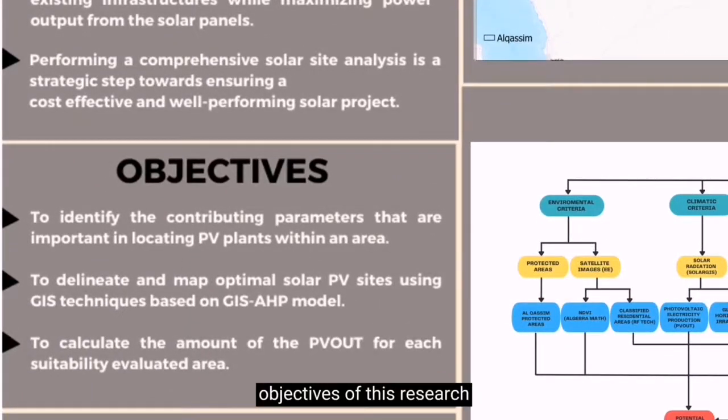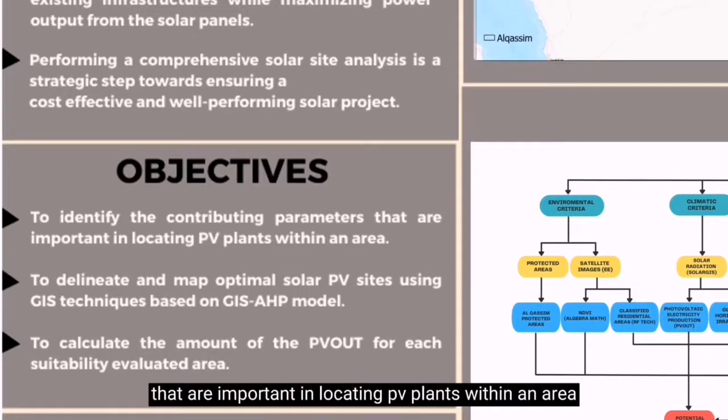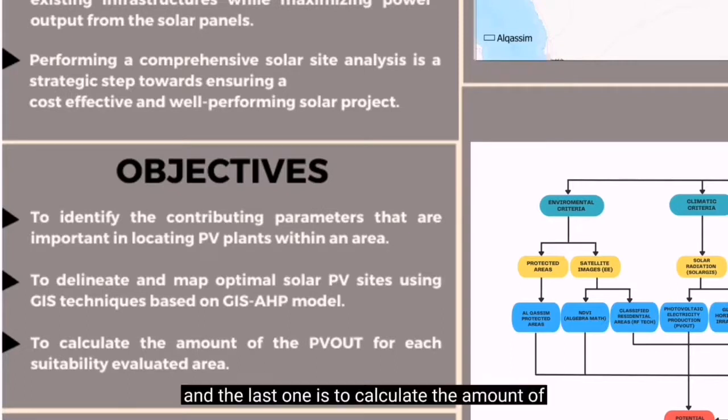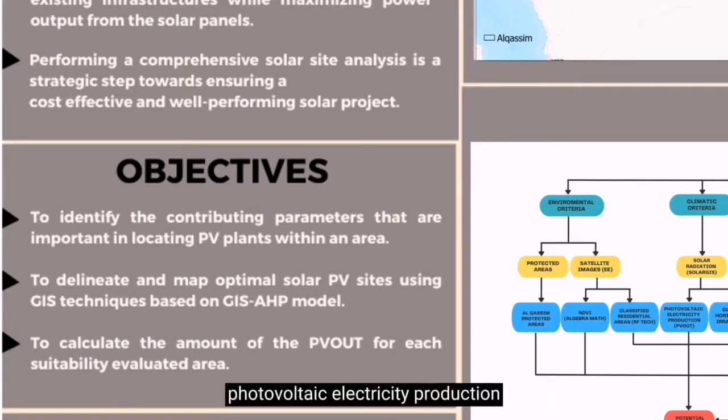Objectives of this research is to identify the contributing parameters that are important in locating PV plants within an area. It is also to delineate and map optimal solar PV sites using GIS techniques based on GIS AHP model. And the last one is to calculate the amount of photovoltaic electricity production, which is PV out, for each suitability evaluated area.